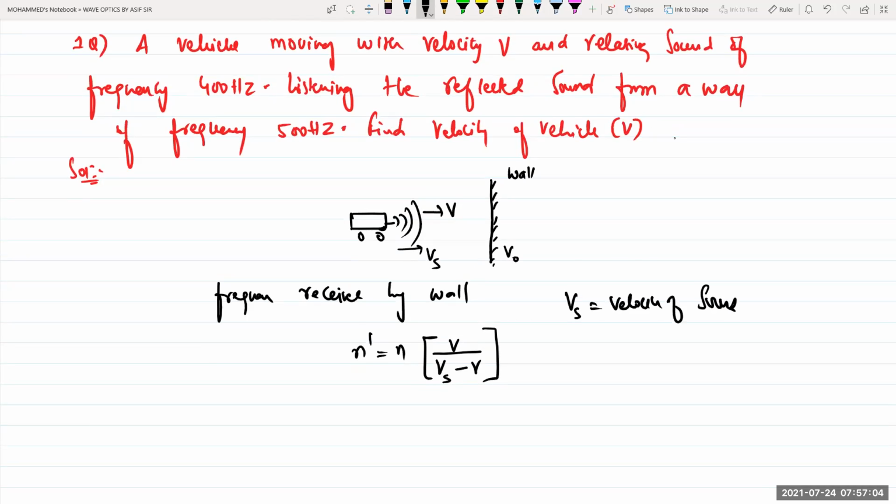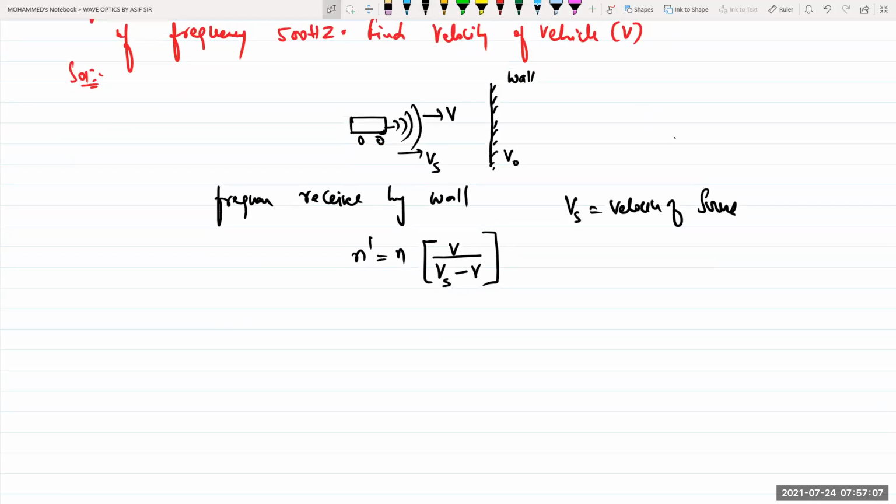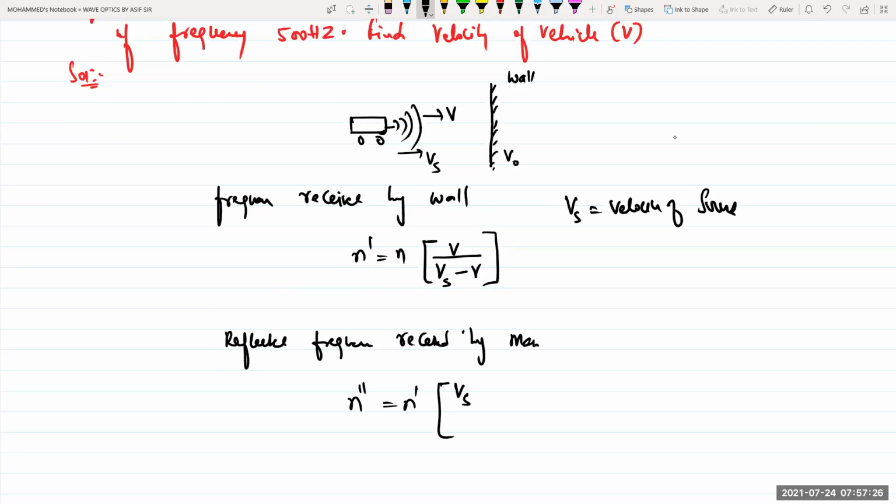Clear? Now, reflected frequency received by man will be equal to how much? Reflected frequency received by man, n double dash. N double dash is equal to n dash into velocity of sound plus V, this is your observer. It is to be taken as a mirror image. So that will be divided by the next one should be taken as rest. So this will be your velocity of source.